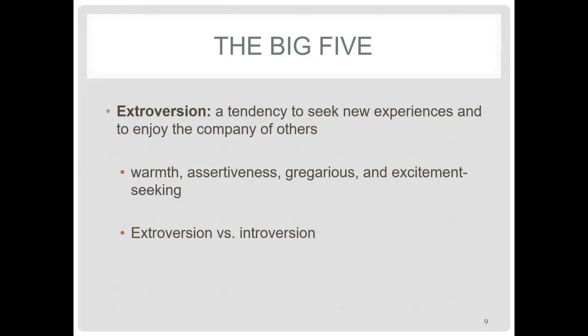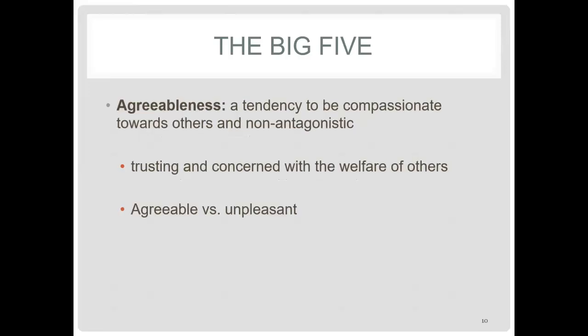But now, interestingly, extroversion and introversion is neurological. This has to do with your nervous system and how much activation you need. Agreeableness, the tendency to be compassionate towards others and non-antagonistic. Are you concerned with others, with the welfare of others, or are you more self-centered? Are you a pleasant person? Do you work well with others? Or are you not so pleasant?